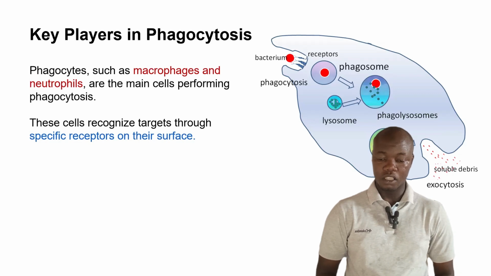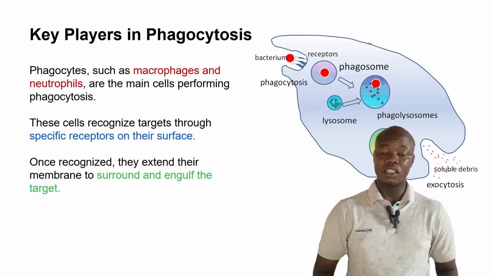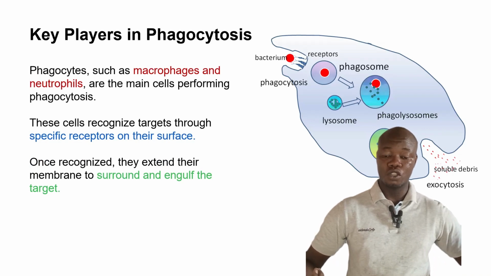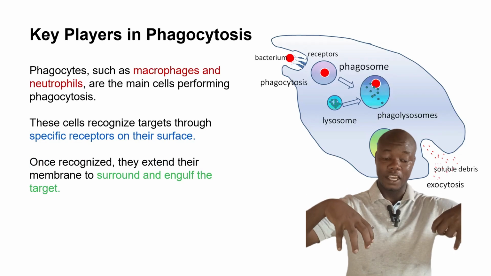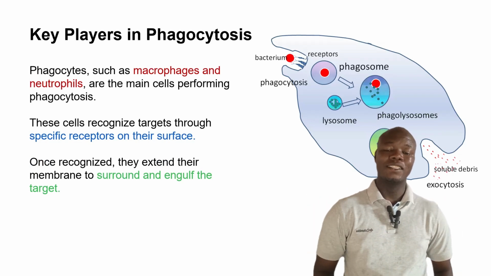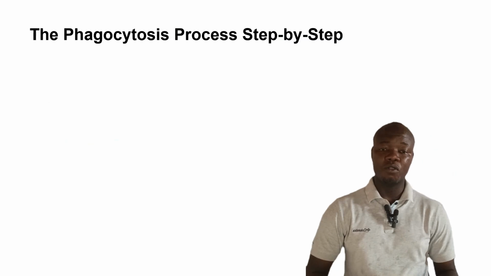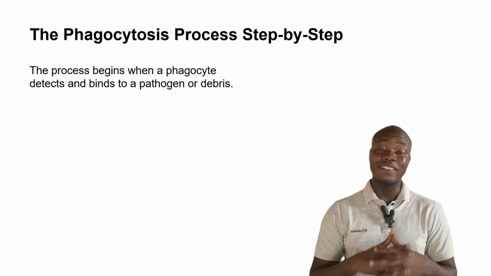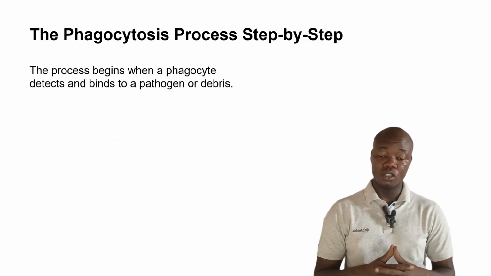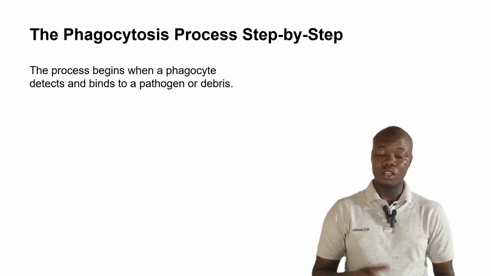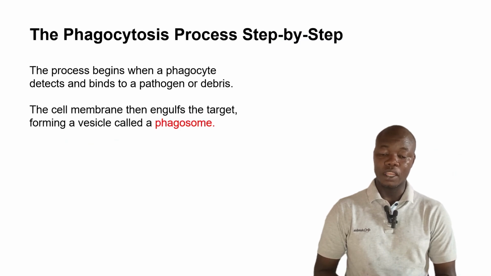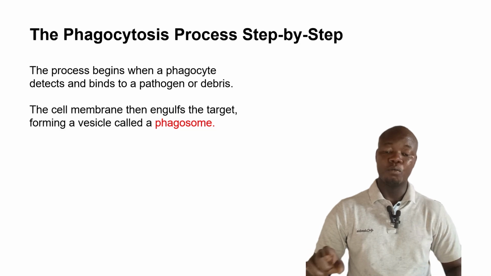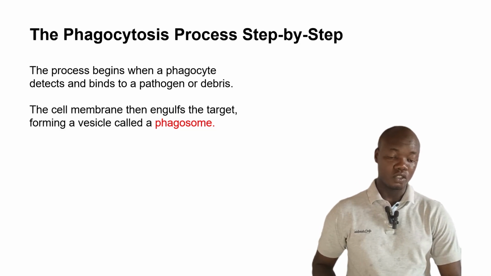And then, very importantly, once these cells recognize the pathogen, they will extend their cell membrane, which they use to surround and engulf the target pathogens. So what is the step-by-step process involved in phagocytosis? Number one, the process begins when a phagocyte detects and binds to the pathogens or debris. The membrane will then engulf the target, forming a vesicle called a phagosome. So let's look at it.